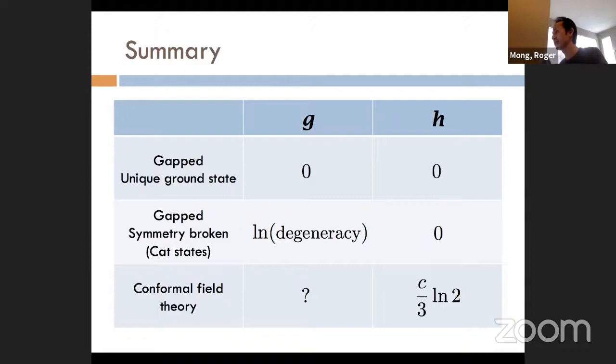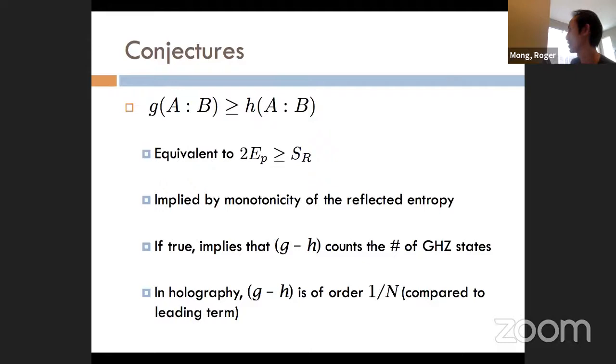All right, so now here's a conjecture that we don't know. The first one is whether G is bigger than or equal to H. Numerically, that's what we always find, and there are a number of reasons to believe that. This is equivalent to saying that 2EP is bigger than or equal to SR, because that's how G and H are defined. It turns out that if reflected entropy is monotonic under local operations, that implies the statement. That's another reason why we believe it. We don't know of any proof of the monotonicity of SR, but once again, numerically it seems to always be true.